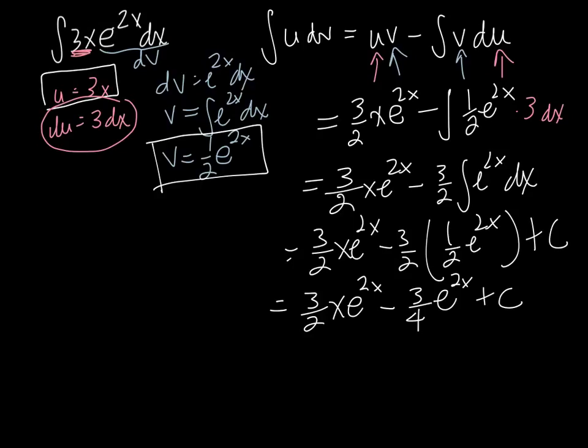So again, the tips are you choose your u to be something that when you take its derivative, you get something simpler, and then the rest is going to be your dv. It's going to be something that you do know how to find the antiderivative of, and then it's just a matter of using the formula.